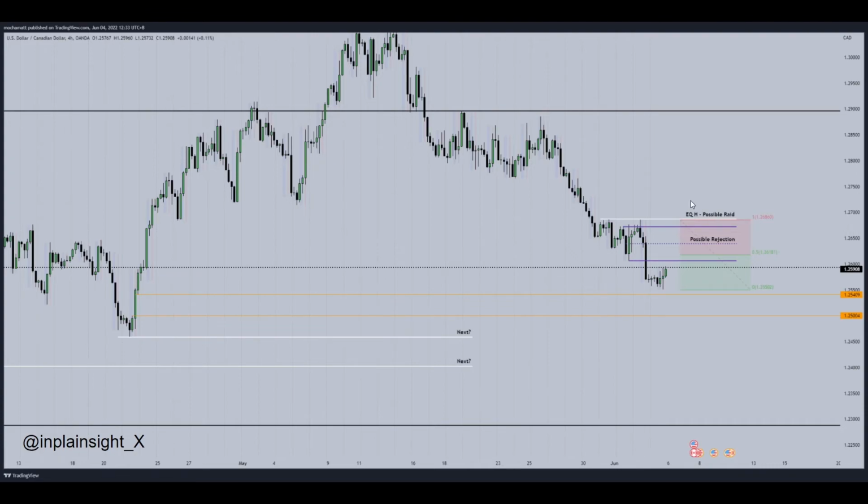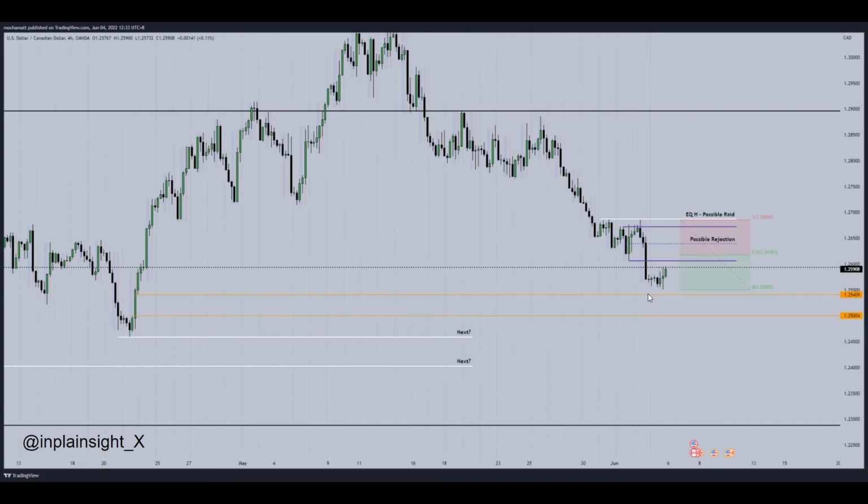But now if the dollar does decide to start being bullish, then obviously that's not great for bearishness in dollar CAD. I mean, it's just not going to happen. Not very likely. Yeah, so if the dollar starts showing strength, we have equal highs here for dollar CAD. So that will be next on the list. But again, that's a little far away from where we are at the moment.